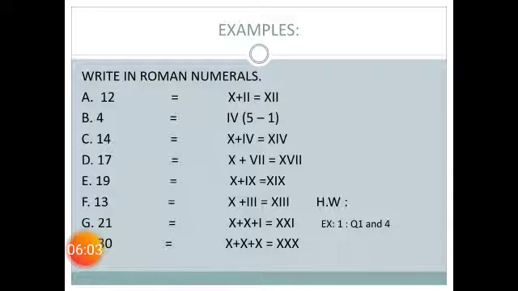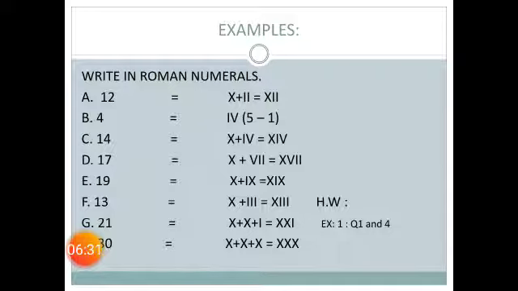Okay, 4. As we know, whenever a smaller Roman numeral comes before a larger Roman numeral, it is subtracted from it. Okay, when we subtract 1 from 5, we will get 4. So IV represents 4. Okay, is it clear? Now the C part, 14.